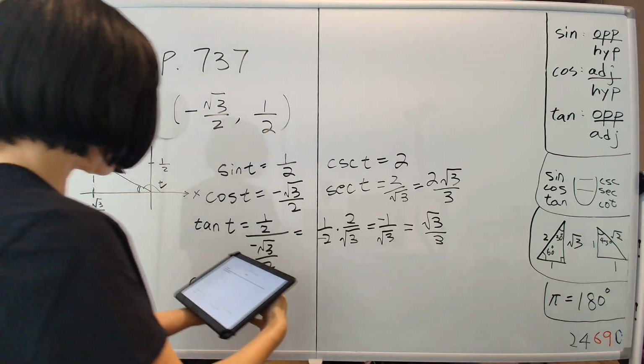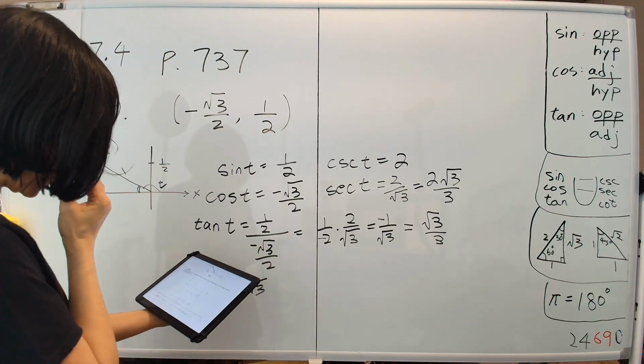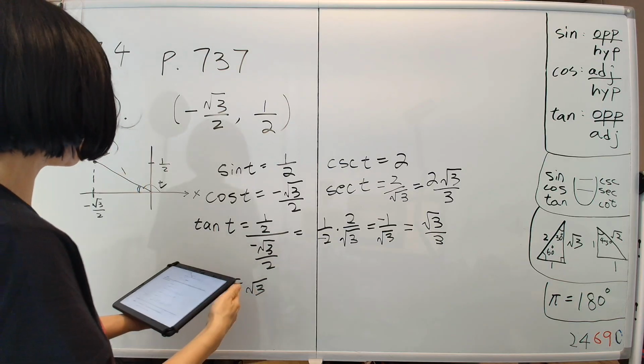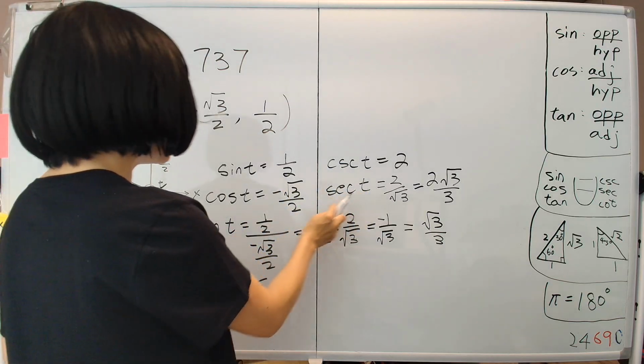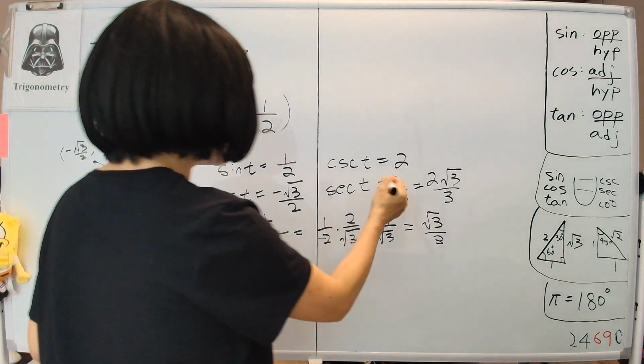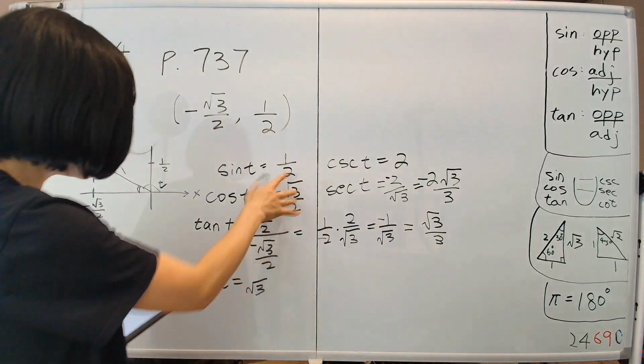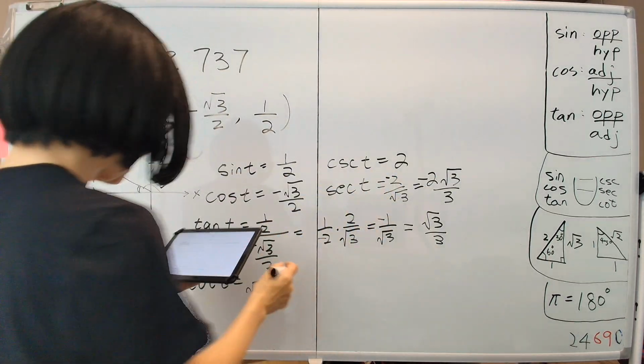All right, so that's better. Let me continue the check. The secant is also negative because cosine is negative, and secant is flipping cosine around, but you're not supposed to lose the negative sign just by flipping. So I forgot the negative sign.